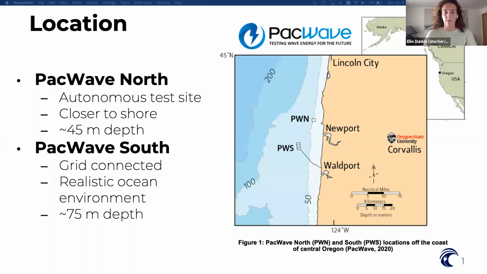completing a wave resource assessment of the PacWave wave energy test site off the coast of Newport, Oregon, which is in the central coast of Oregon. And it's comprised of two sites, the north site, which is smaller and not connected to the grid, and the south site is a bit larger, further offshore, and more representative of a harsher ocean environment.